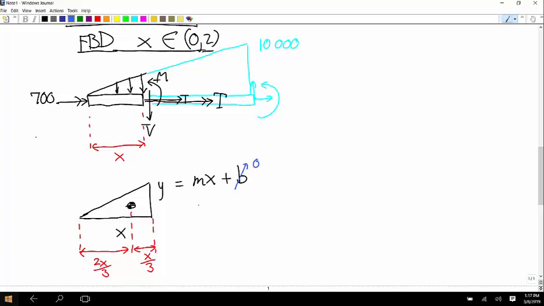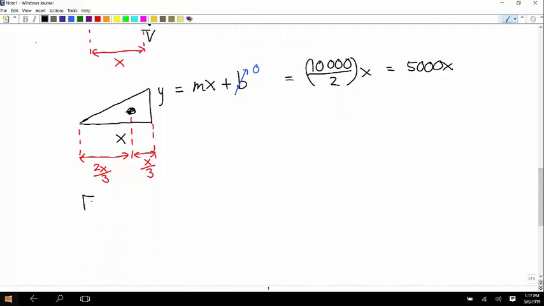And now how are we going to find the slope of that line? Just do rise over run when x is equal to 2. So the rise is 10,000, the run is 2. Times x. So this line is 5,000x. And now that we know that, we can redraw this free body diagram.